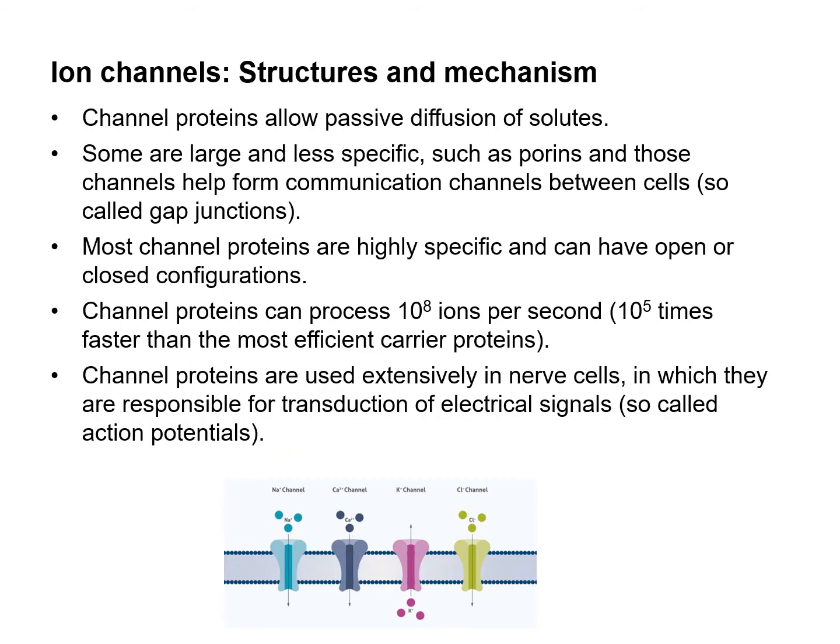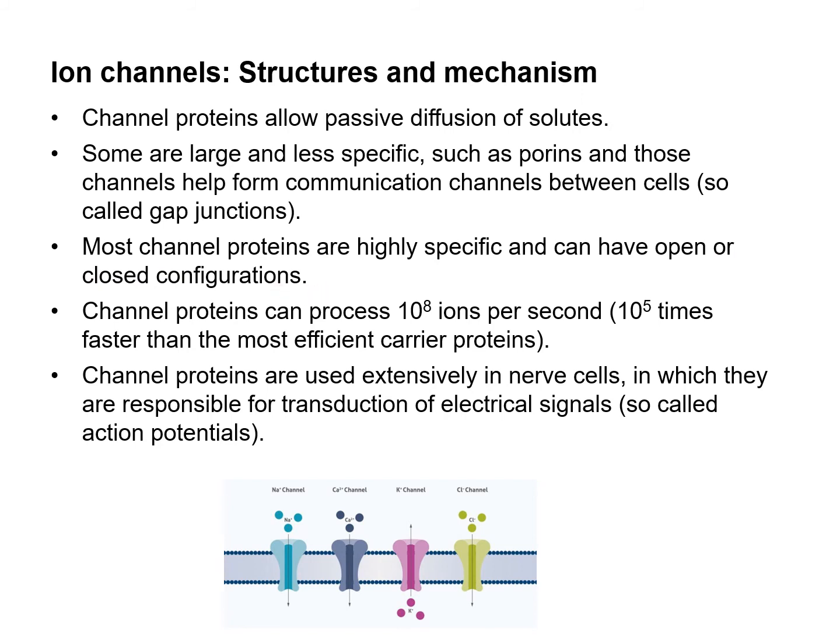So far, we talked about the active transporters, which consume ATP as well as some other energy sources. Now let's turn to ion channels and their structures and mechanisms. These channel proteins allow passive diffusion of solutes. Some ion channels are large and less specific, such as porins, and those channels help form the communication channels between cells typically, and they are called gap junctions. But most channel proteins are highly specific and can have either open or closed configurations.